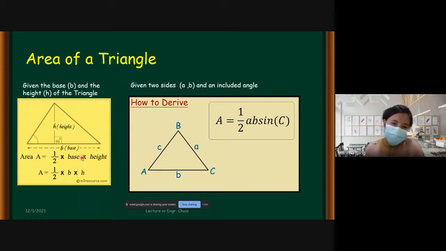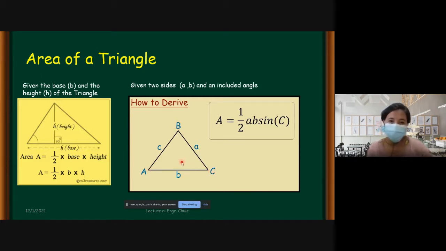In some circumstances, the only given is the sides of the triangle. This is very common in the practice of geodetic surveying. You only know the distance between one corner of the parcel and the other corner. So let's say this is the corner of the parcel or a lot. This is corner A, B, and C.